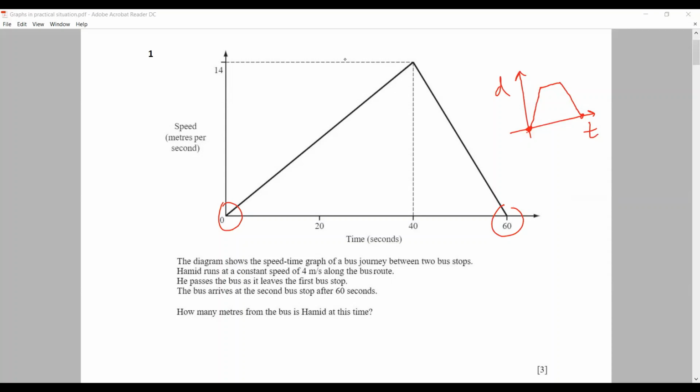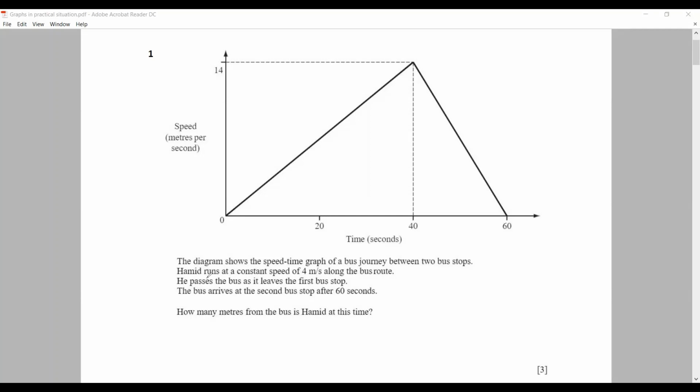They even mention in the question, the first sentence, if you read that, it says, the diagram shows the speed versus time graph of a bus journey between two bus stops. So it's not the same bus stop. All right, let's read the question together.